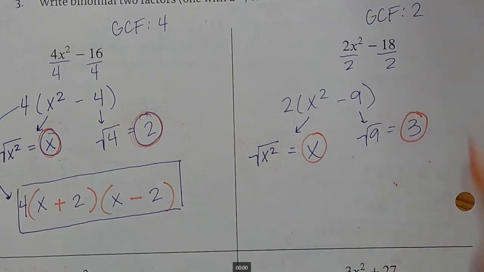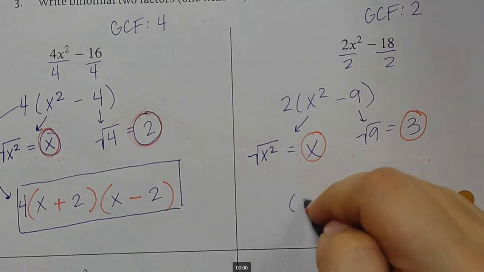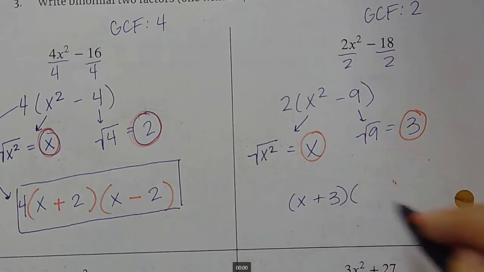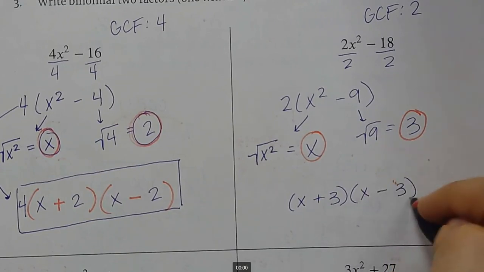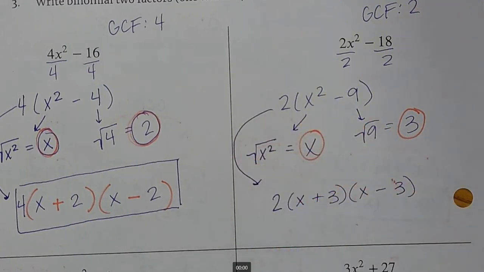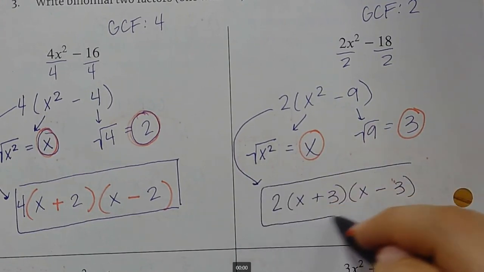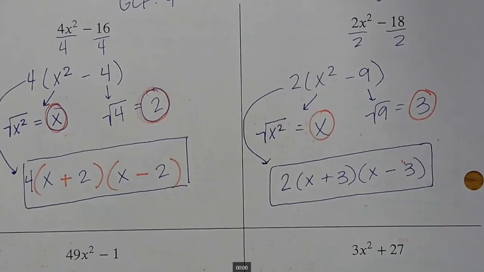Okay? So we take these two. We add them together, then we subtract them, right? So I'm going to have x plus 3 times what would be the second set? X minus 3. And we need to bring down that GCF of 2. Okay?